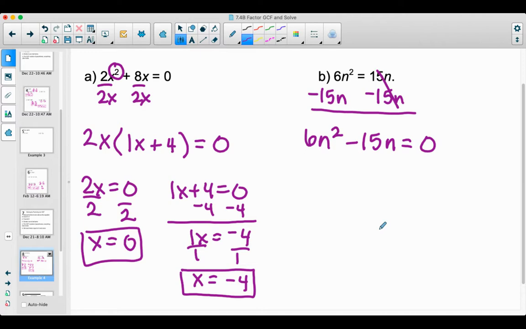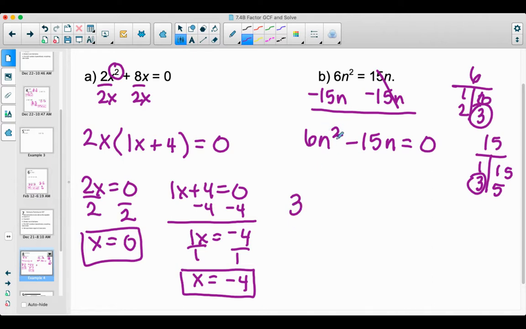So we look, our smallest number is 6. And so if we think about 6, we have 1 and 6 and 2 and 3. And then if you think about 15, it's 1 and 15 and 3 and 5. So 3 is going to be our greatest common factor there. So we have 3, and then we have an n to the second and an n. And so my smaller one is n to the first power. So that's our GCF, and now we've got to divide out our 3n.